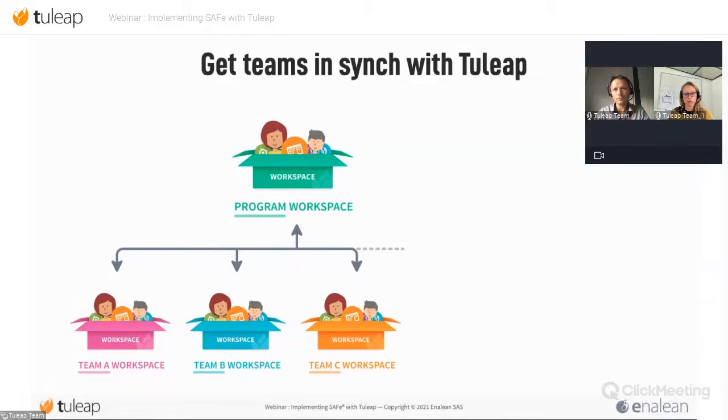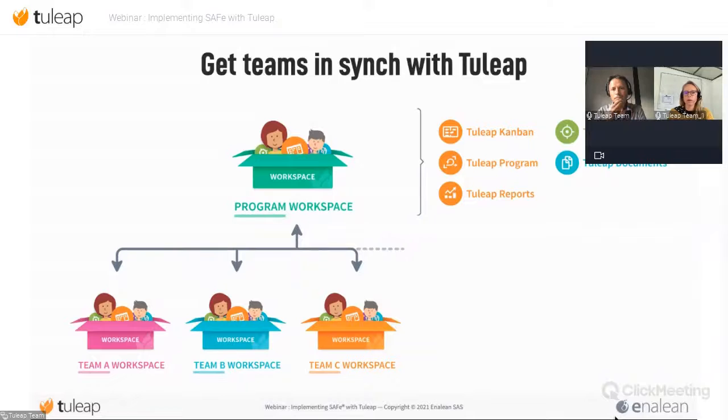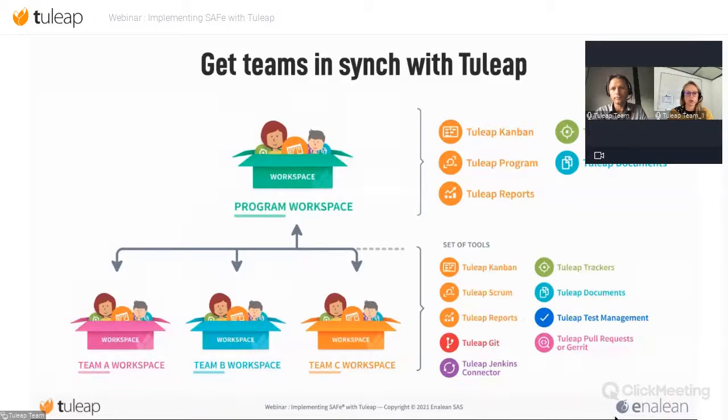And with Tuleap, you can find a good balance between consistent processes with normalization and ready-to-use templates, and customized workspaces for the teams. As we mentioned, it's important to organize the workflow, but it's very important to give autonomy to the teams to organize as they want. So for the program workspace, we suggest using the Tuleap tools: Tuleap Kanban, Tuleap program, Tuleap reports, Tuleap trackers, and documents. So we will use parts of these tools aggregated in the program workspace.